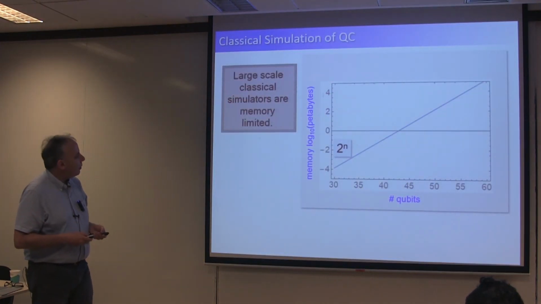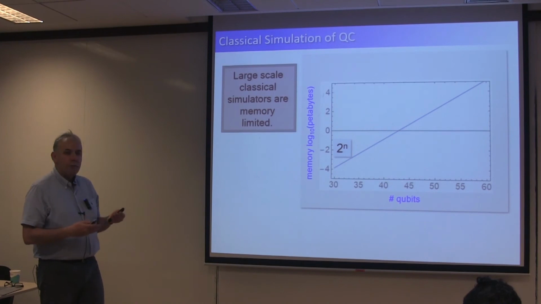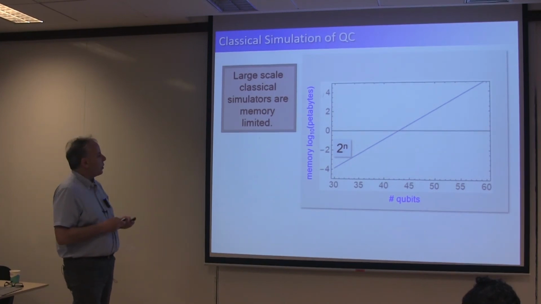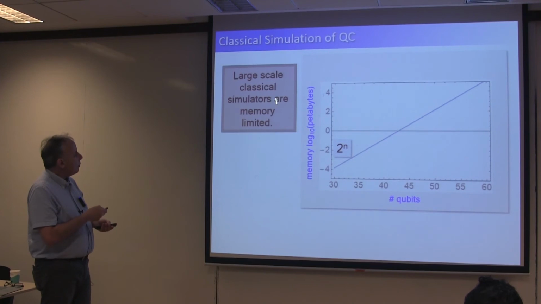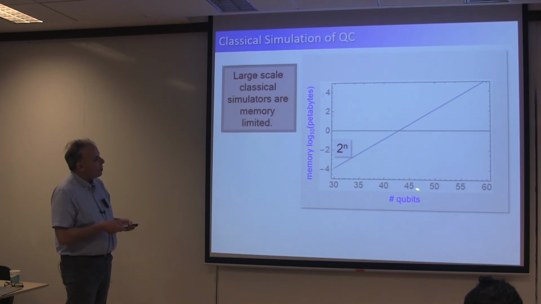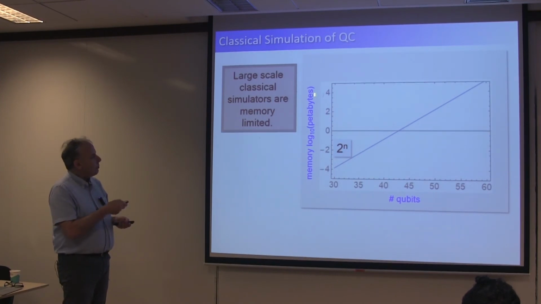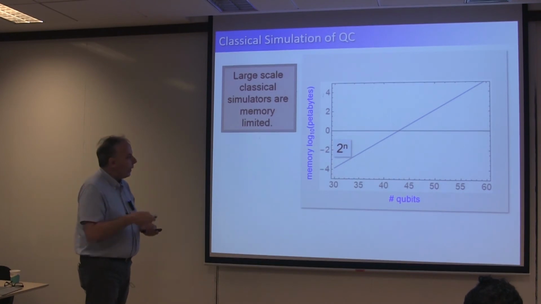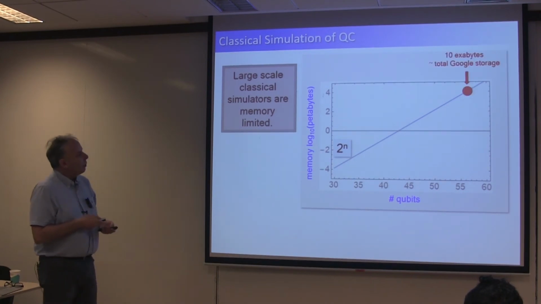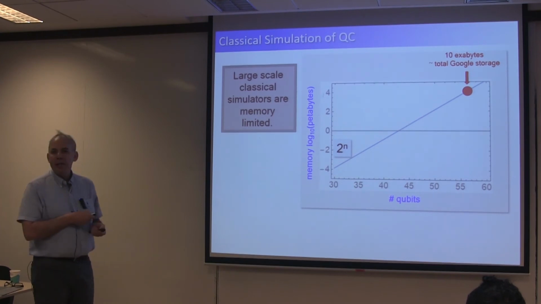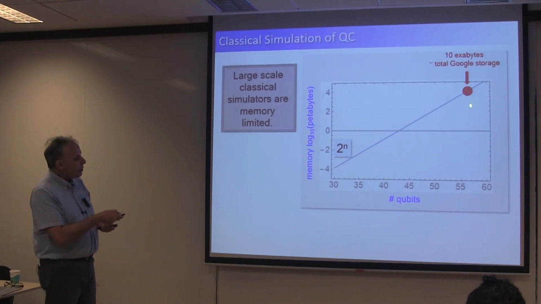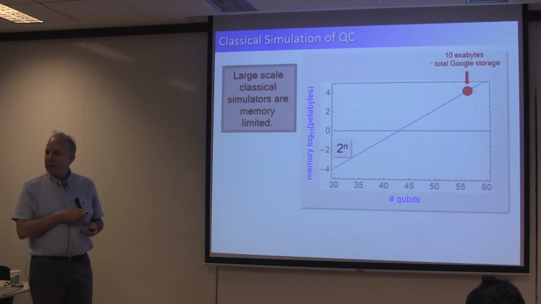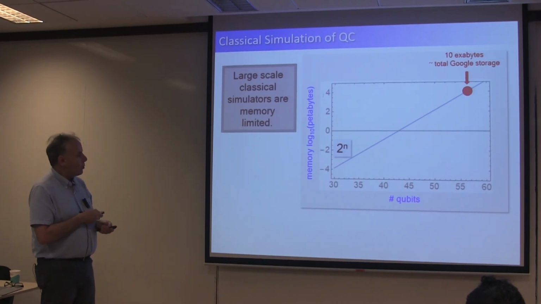And it's kind of fun, I think, to look at quantum computation versus brute force classical simulations. So large-scale classical simulators are memory limited. And so if I have n qubits, the memory I need to store the state of n qubits scales as 2 to the n. So here I plotted that memory requirement in terms of petabytes, okay? And that's this blue line here. Now, as I've learned from Google, their worldwide storage is about 10 exabytes, apparently. So 10 exabytes is 57 or so qubits if I do brute force storage.